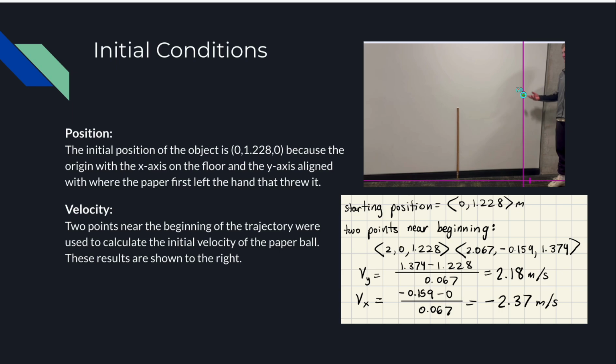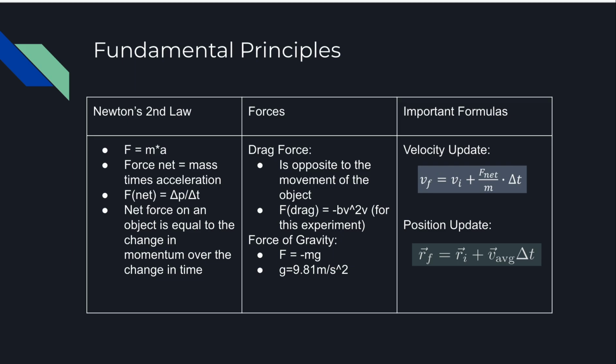And then to find the initial velocity, 2 points near the beginning of the trajectory were used to calculate the initial velocity of the paper ball. And you can see my calculations here. I calculated the velocity in the y and the x direction. And the x velocity is negative because the ball is going to the left with the way we set up our experiment.